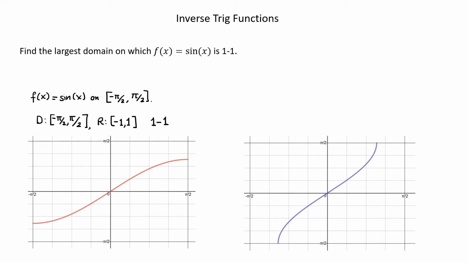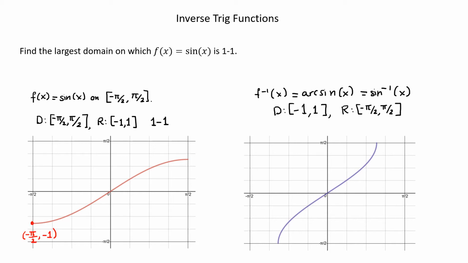On the right side, we have the inverse function. F inverse of x is called arcsine of x, or the book uses the notation sine inverse of x. This has the domain and range of sine switched. So that means that the domain is going to be negative 1 to 1, and the range is negative pi over 2 to pi over 2.